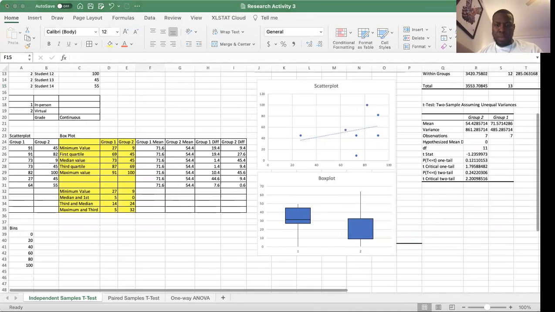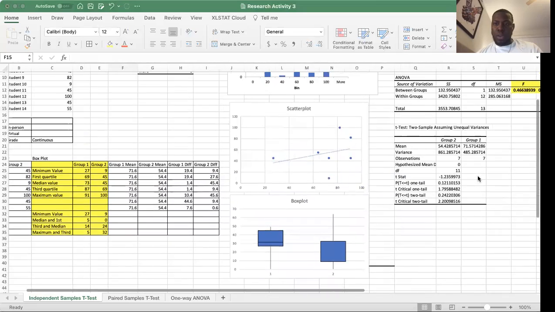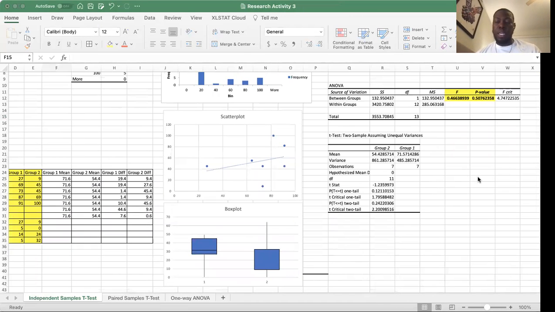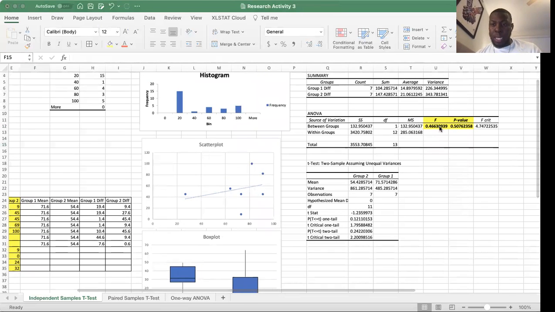And then my last assumption was homogeneity of variance, and I would use the Levene's test. But instead of using the Levene's test, what I did was use the ANOVA. Using the ANOVA gives me a P and an F value. And what I'm looking for is for the P value and the F value to be the same. Since this information right here is not the same, that would tell me that there's no homogeneity of variance in my data.